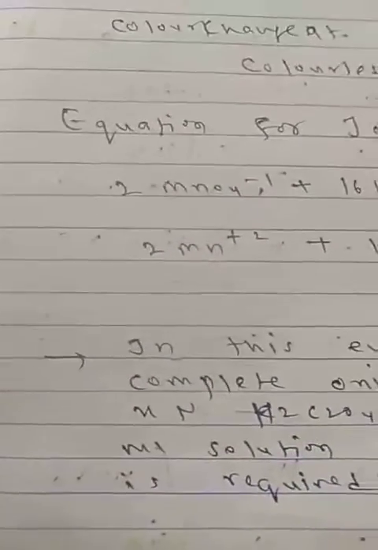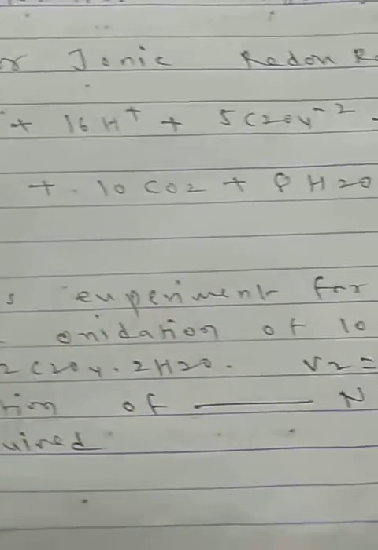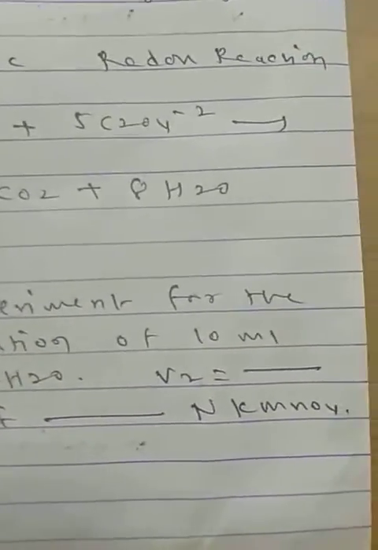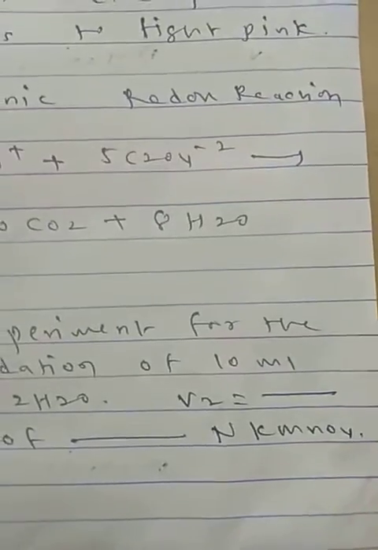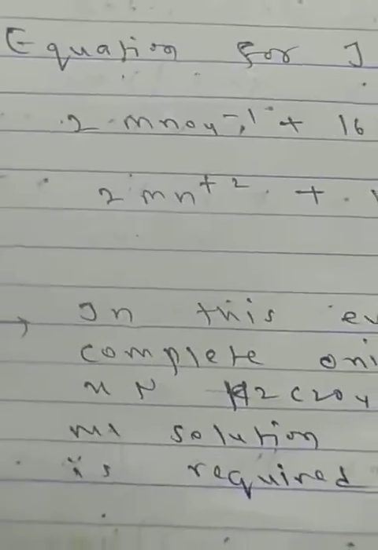Afterwards, you write in this experiment: for the complete oxidation of 10 ml X normal H2C2O4·2H2O, where V2 is equal to the unknown volume of burette. When we do the experiment, we have to note down the reading of KMnO4. So write: ml solution of dash normal KMnO4 is required. Okay, this comes on page number one.